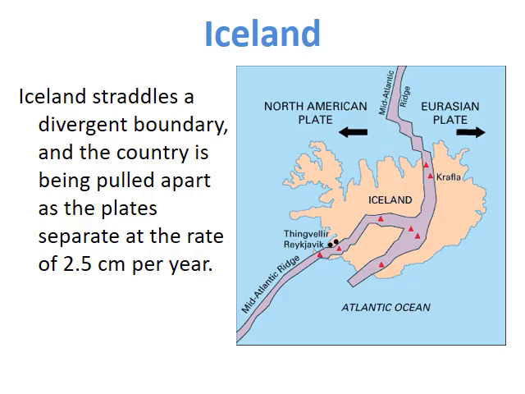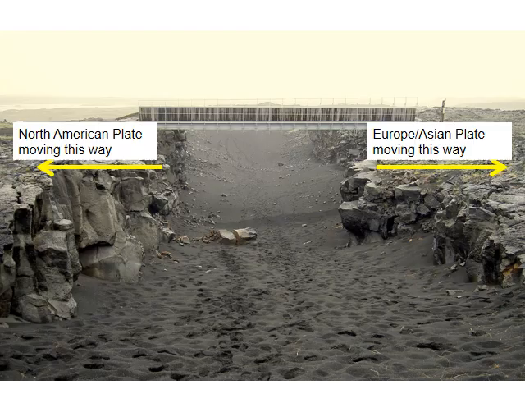Half of Iceland is on the North American plate. The other half of Iceland is on the Eurasian plate. So half of Iceland is moving this way, and the other half of Iceland is moving this way. The country is being pulled apart right down the middle. And where it gets pulled apart, it's pretty thin, so magma pops up out of the ground and makes volcanoes and mountains. You can actually see this in Iceland.